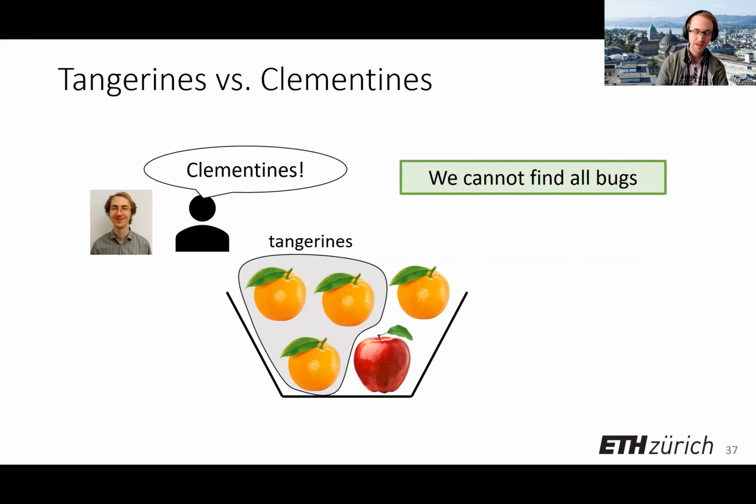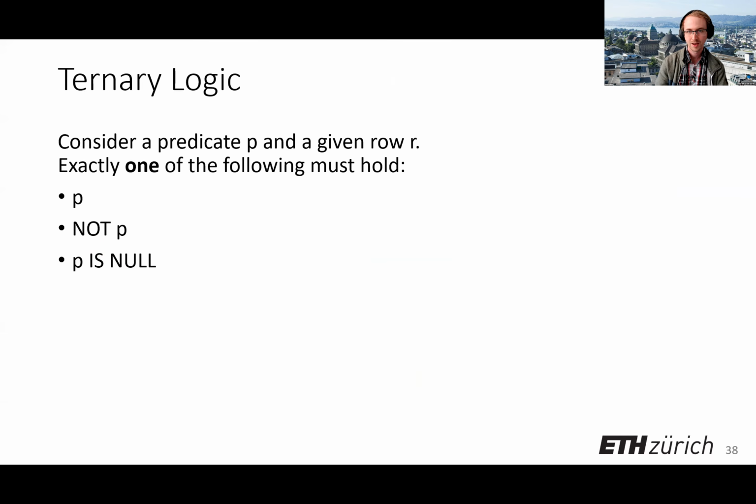Of course, you could always consistently classify tangerines as clementines and the other way around, meaning that we cannot detect all the bugs, but neither can test cases. So this is a limitation that we have to live with. How do we now apply this to SQL?